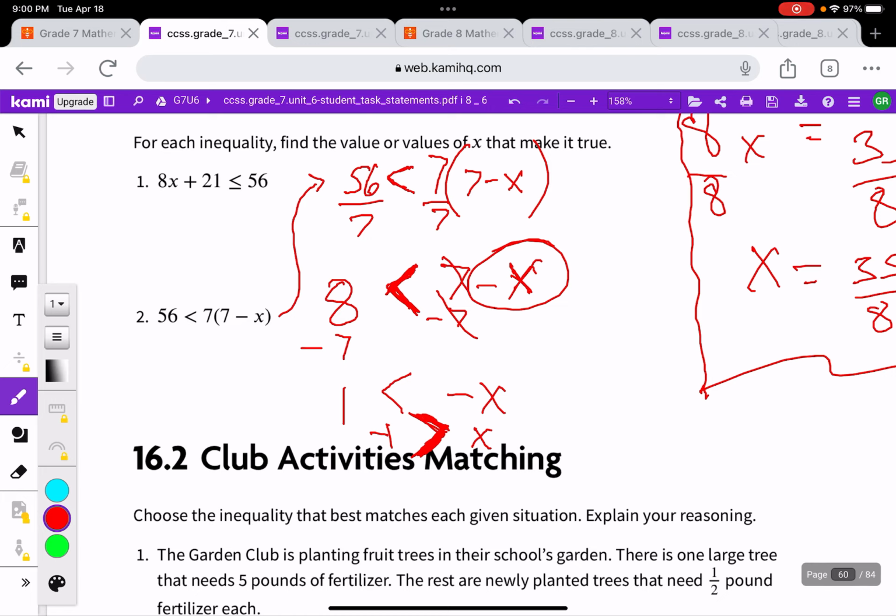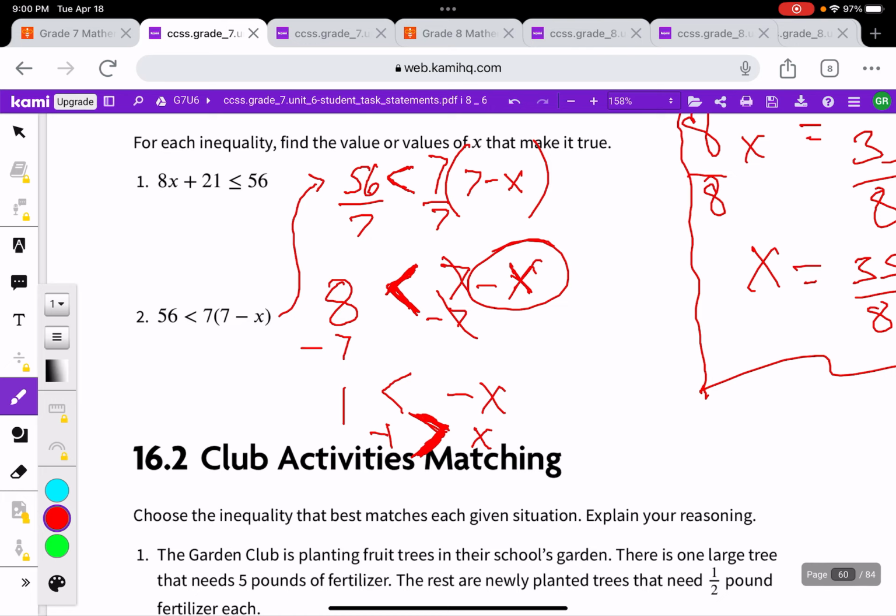If I subtract or add, that doesn't matter. Adding and subtracting does not mean that the symbol changes, but it technically means I need to switch the symbol, and now that means x has to be less than a negative 1. A negative 2, negative 3, negative 4 cannot be bigger than a negative 1.